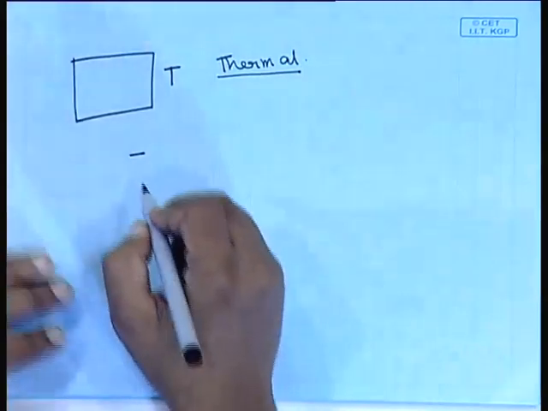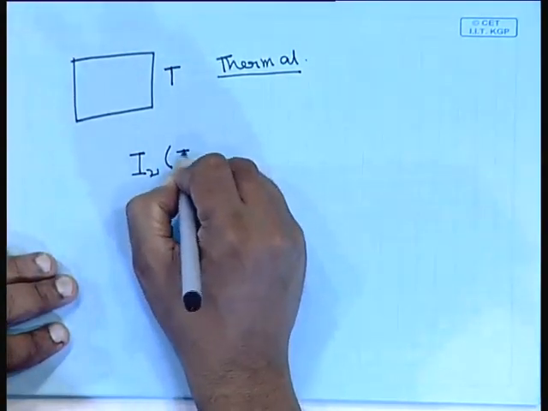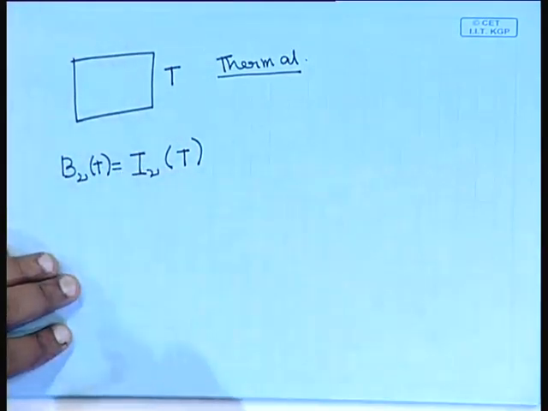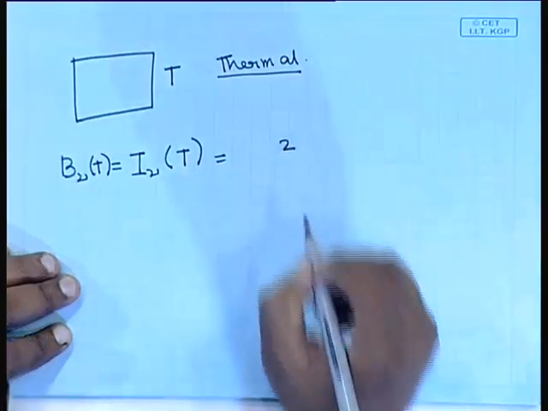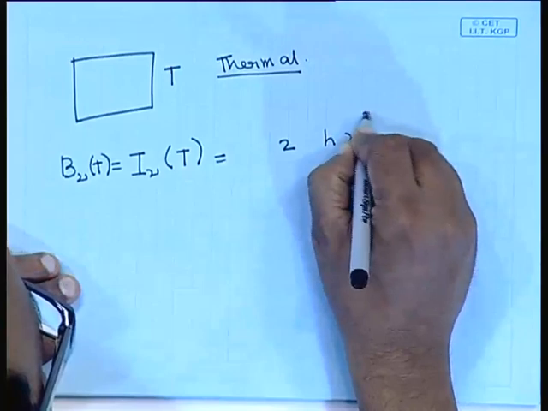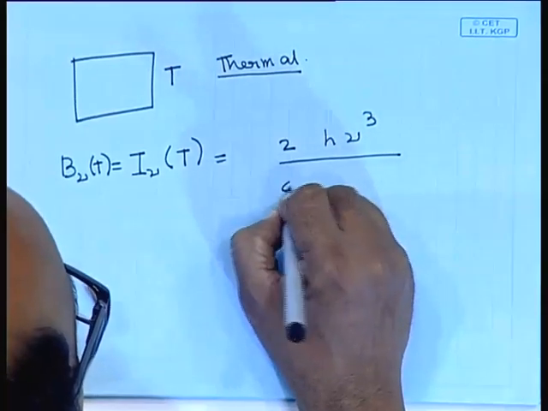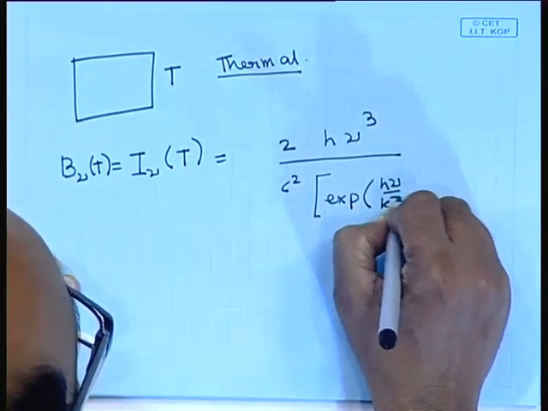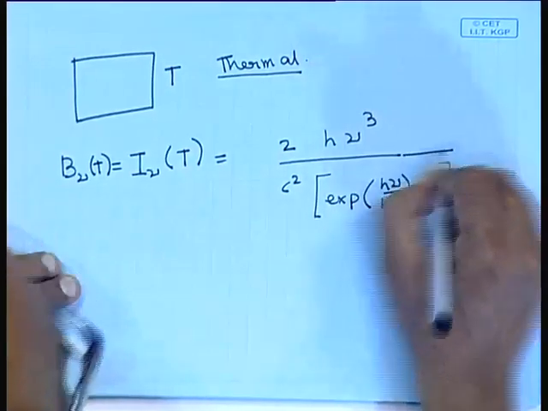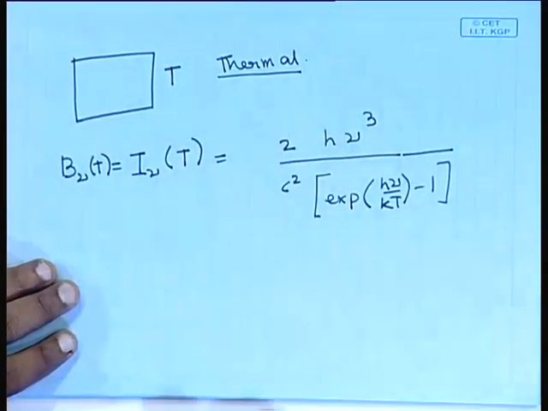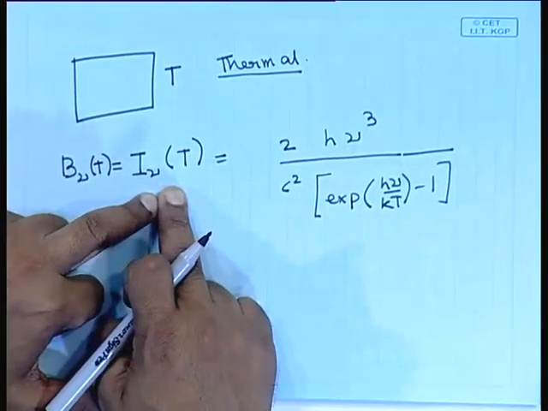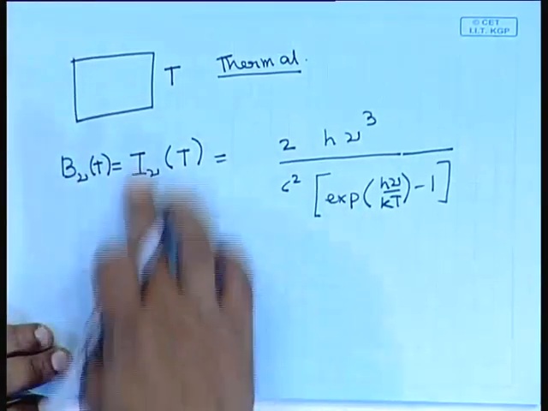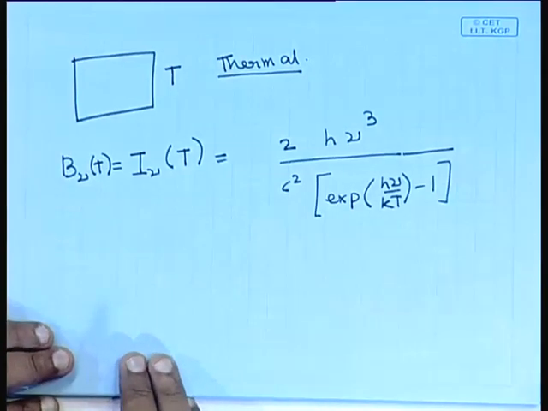the black body radiation I nu is just a function of the temperature, and it is often denoted by B nu T. This is 2 h nu cube by c square, and here I have exponential h nu by k T minus 1. That is the Planck radiation formula, the Planck spectrum. That is the specific intensity observed inside the black body cavity. We have worked this out from first principles, assuming the Bose-Einstein distribution.